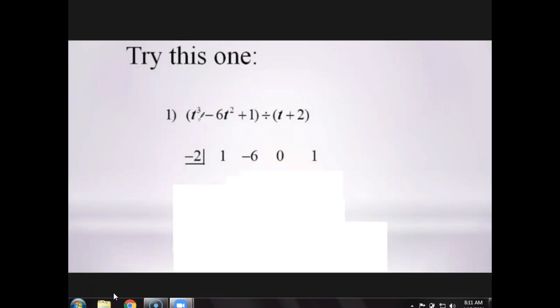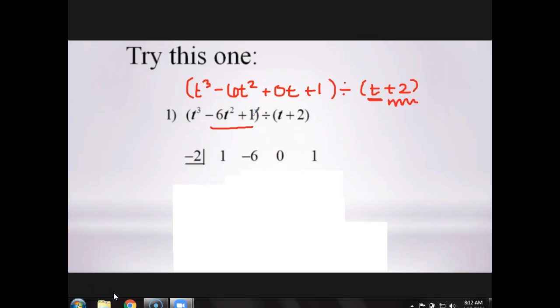In example number 1, we have t cubed minus 6t squared plus 1. What you should notice is that from t squared, we go straight to 1, so we are missing t. You would rewrite that as t cubed minus 6t squared plus 0t plus 1 divided by t plus 2. When you look at the divisor, the coefficient of t is 1. Therefore, synthetic division applies. You take the opposite of the a value, so if it's t plus 2, in your box, it's negative 2.